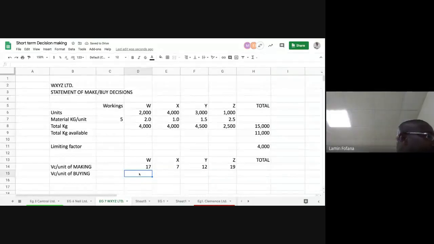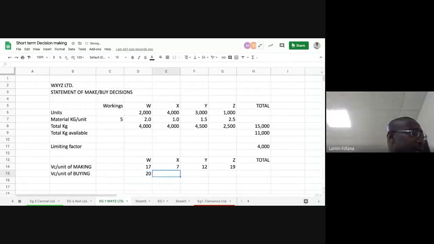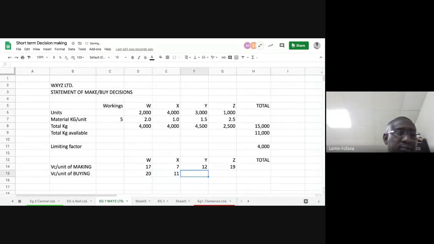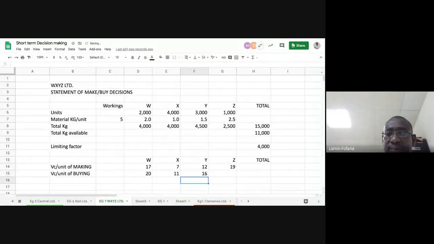We've been given them in the last table at the bottom. The cost of buying for W is how much? 20. X is 11. Y is 15.75.